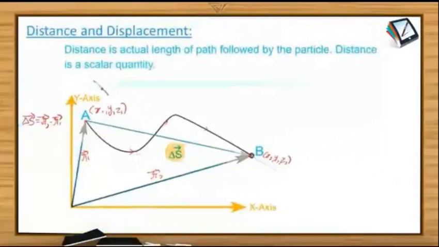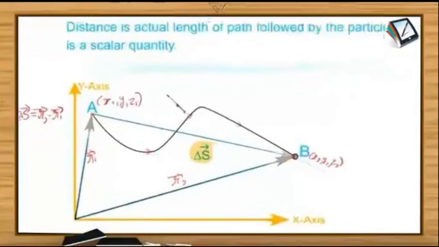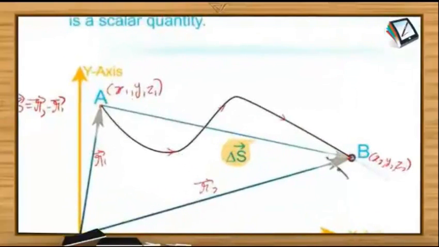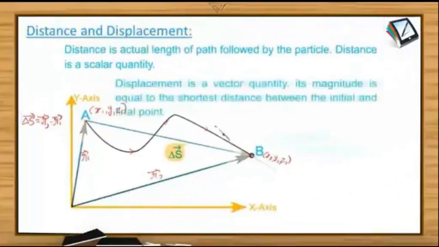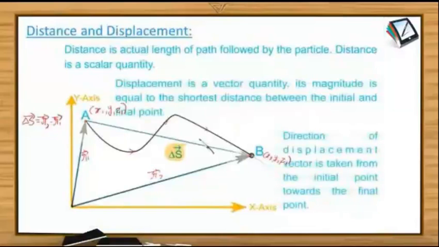So here the distance is actually the actual length of the path followed by the particle, and it's a scalar quantity, and units of measurement are meters, etc., that you already know. So distance is the actual length of the path and a scalar quantity. There is no sense of direction.